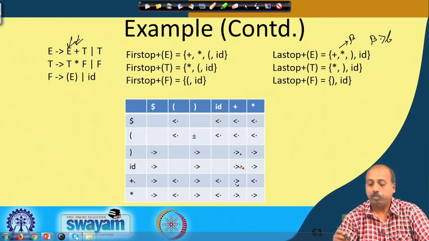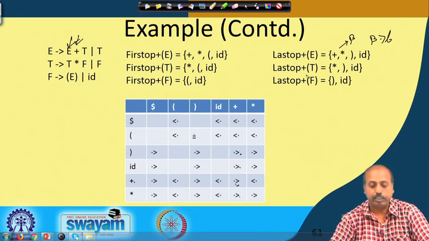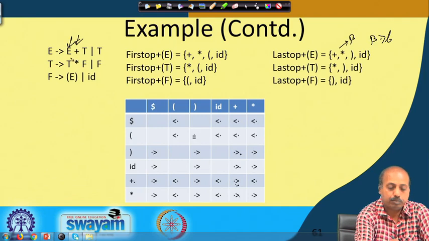So, this way we can do all these things. So, similarly for last of plus of T, from the second rule I will get this T and star, okay.